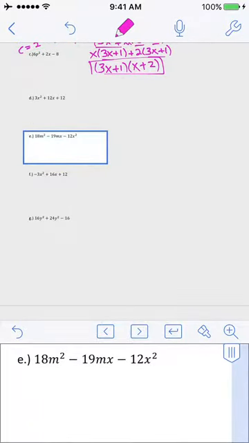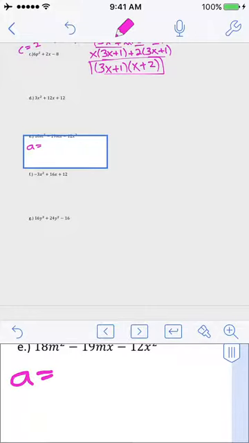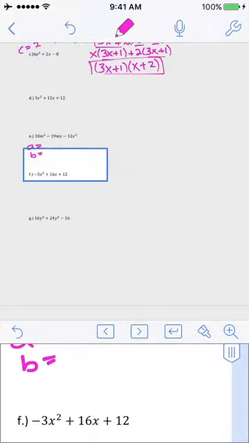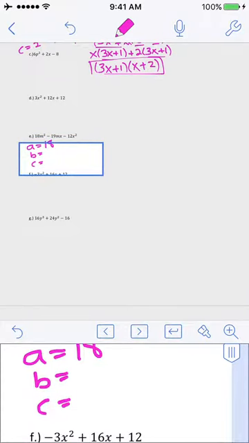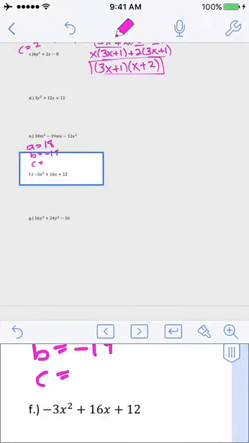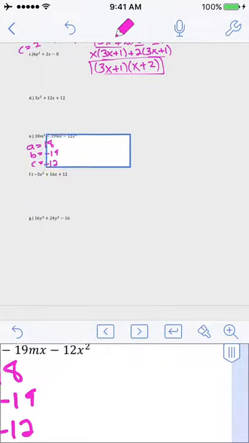18m squared minus 19mx minus 12x squared. So again, just like when a equaled 1, it didn't matter that there were 2 variables. All that matters is that we identify A, B, and C, and we play the game. Well, first off, is there a GCF here? No, there isn't, because 19 is prime, so that's okay. So here, 18 is A, negative 19 is B, and negative 12 is C.